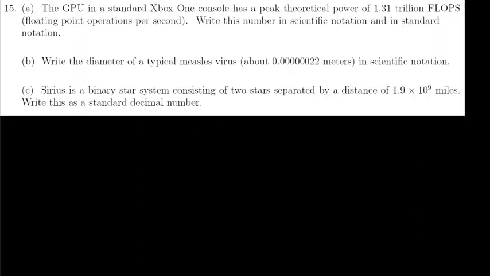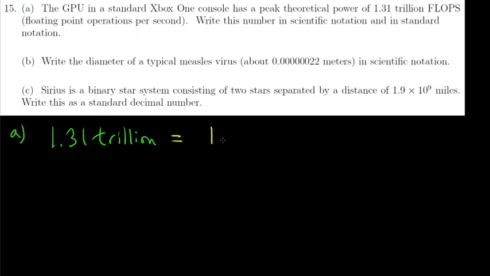Right, and number 15, these are just word problems involving scientific notation, right? So for 15A, the GPU in a standard Xbox One console has a peak theoretical power of 1.31 trillion flops, which is a floating point operation per second. So that's basically one arithmetic operation per second, right? Write this number in scientific notation and in standard notation. So 1.31 trillion. So what is that as a number, right?